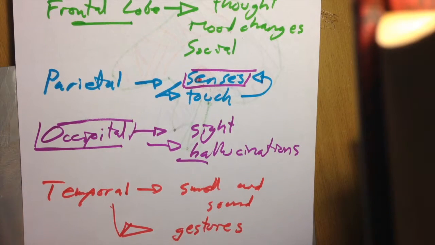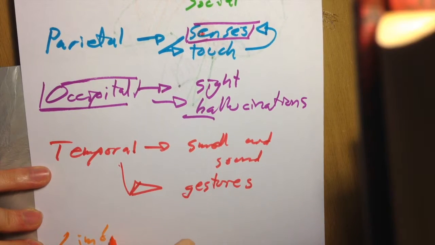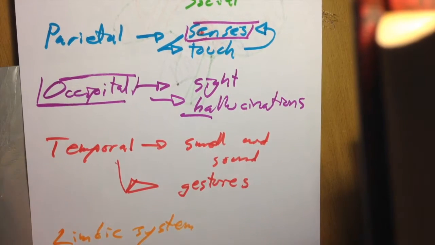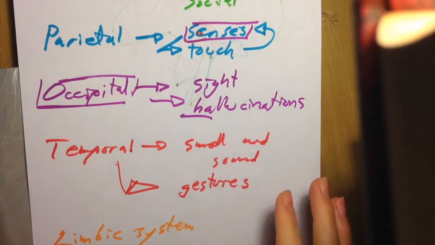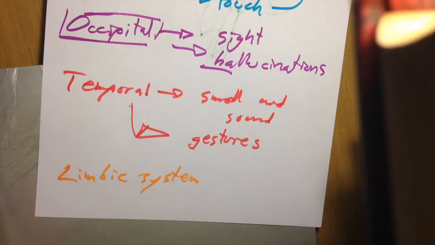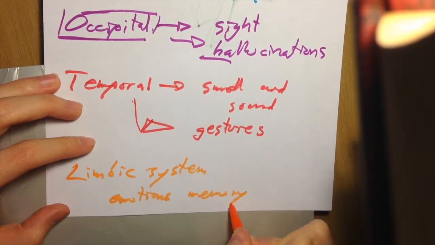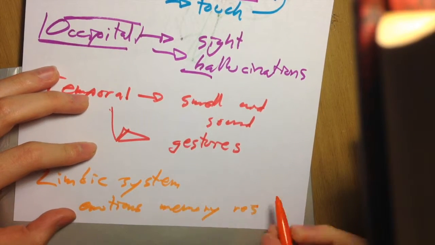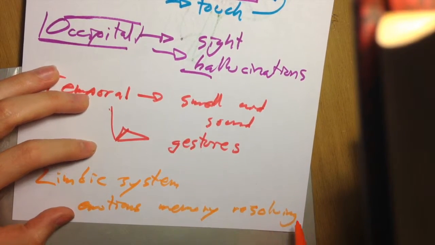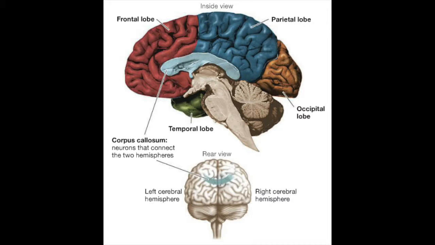The limbic system, which is kind of on top of the brainstem or beside the cerebellum, has many things to do with emotions, memory, and resolving of conflicts from frustration.